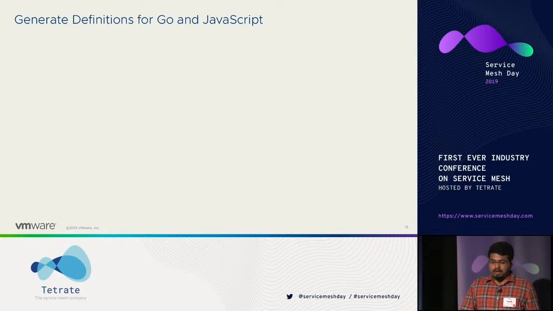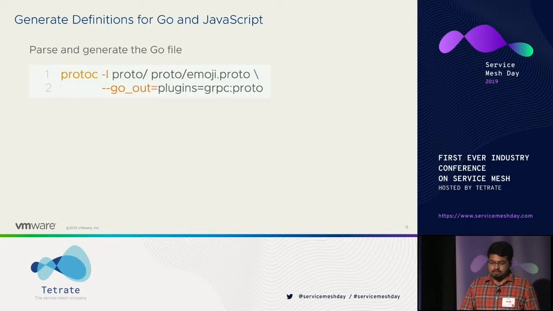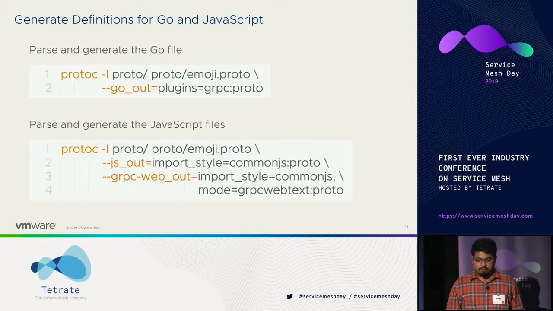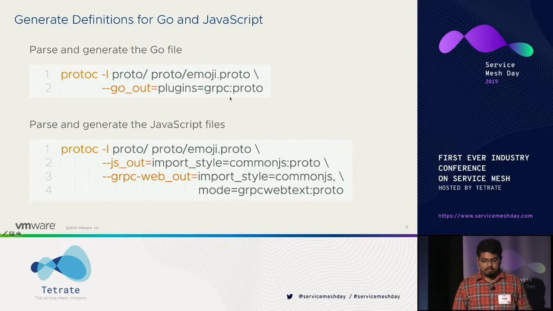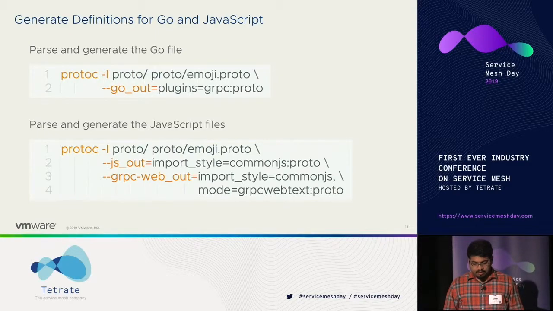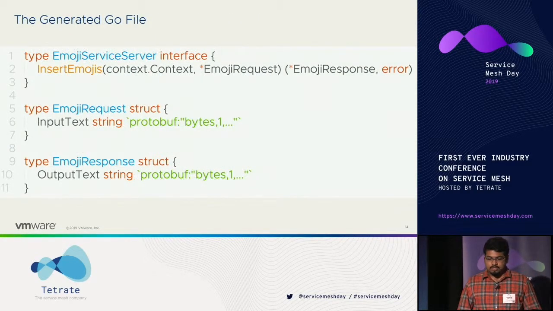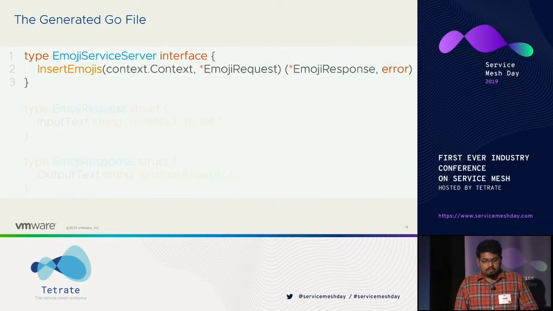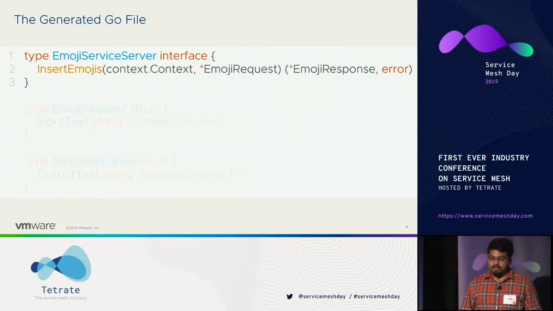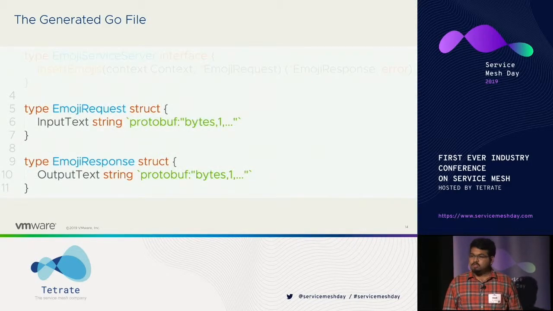Now that we have the API ready, we can generate the Go and JavaScript bindings using these plugins. That is the gRPC plugin for generating the Go bindings, and also the gRPC-Web plugin for generating the JavaScript bindings. Here is what the generated Go file looks like. We have the interface declaration here, and this is the method that we need to implement. We also have two structs representing the request and response. Both have the string fields that we defined earlier.